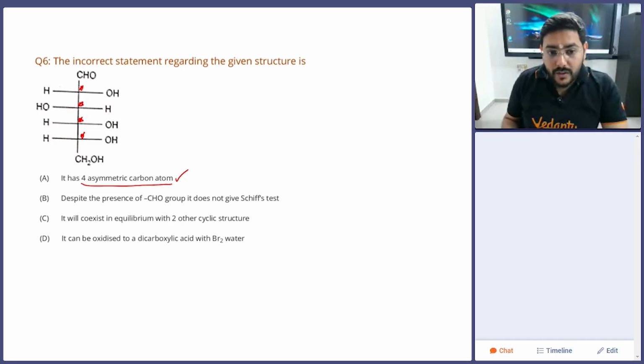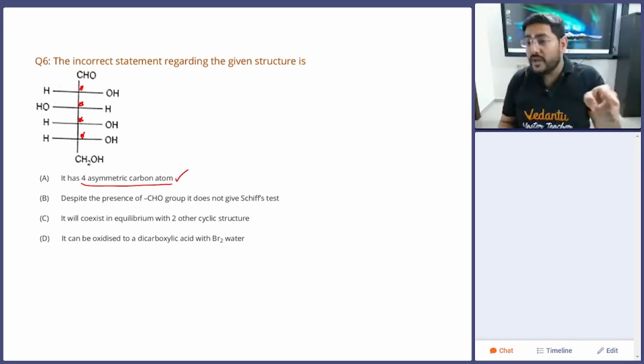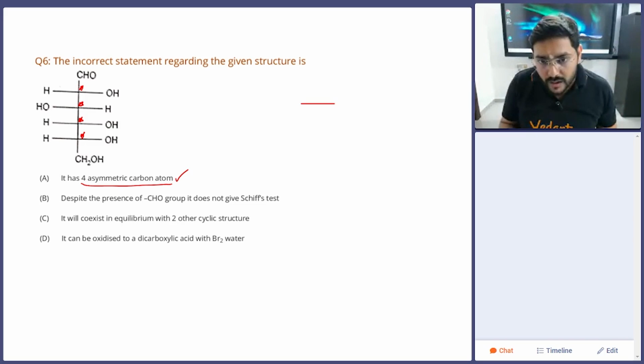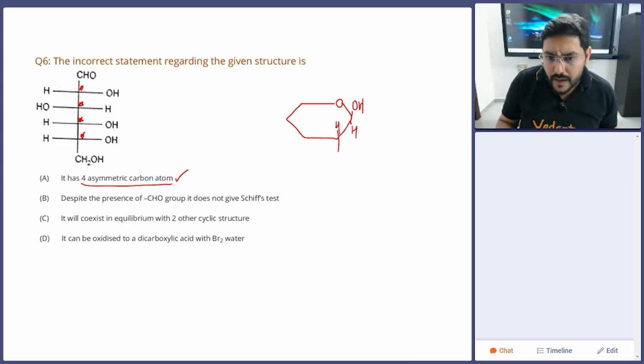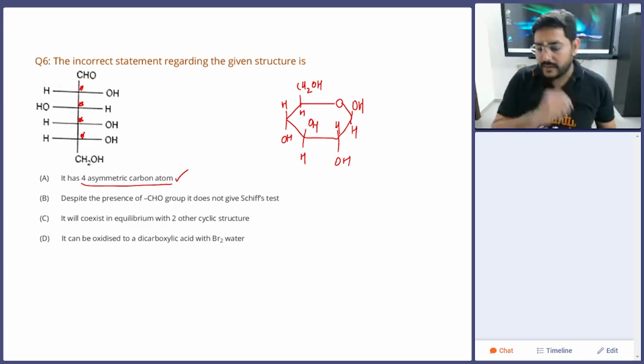Despite the presence of CHO, it does not give the test, because this molecule, glucose, exists in cyclic form. Yes or no? This molecule exists in cyclic form, beta. So the free aldehyde group is not there. Here OH is there on the anomeric carbon. Here H and OH. Here OH and H. Here OH and H. And here CH2, OH and H. Is this part clear?